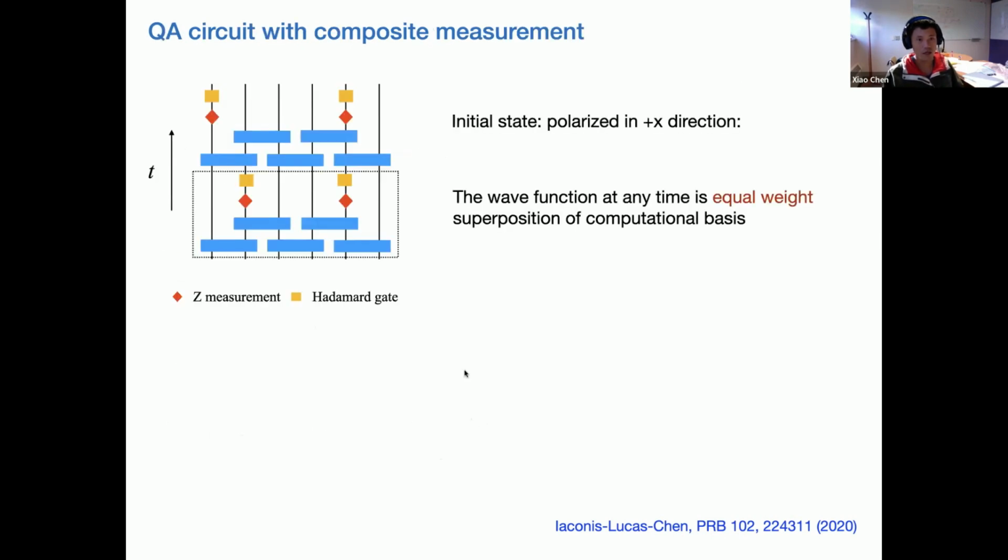So we use this gate, combined with the unitary quantum automaton gate, to construct a quantum circuit. We call this an automaton circuit with composite measurement. In this case, the wave function at any time is an equal weight superposition of computational basis states. And we are interested in the physics of this circuit.